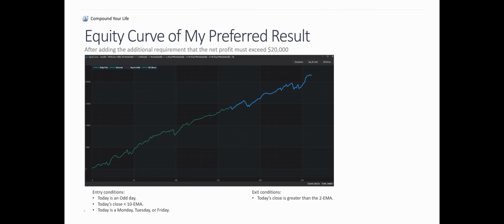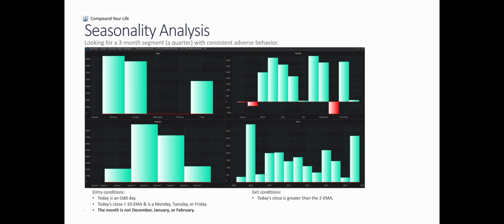Like if the market was open, you wouldn't have to be constantly checking what the current 2 EMA is all the way until the market close. So hopefully that makes some kind of sense. So this is what that looks like. And now if we look at the seasonality analysis of the result, this is what we get. So obviously the strategy doesn't trade on Wednesday or Thursday.